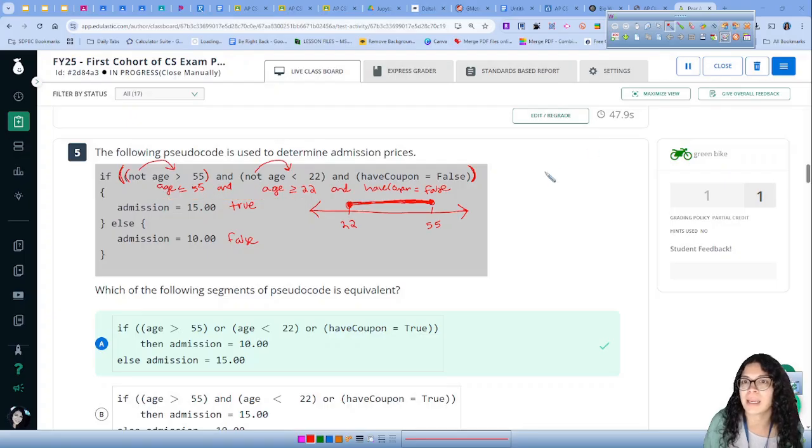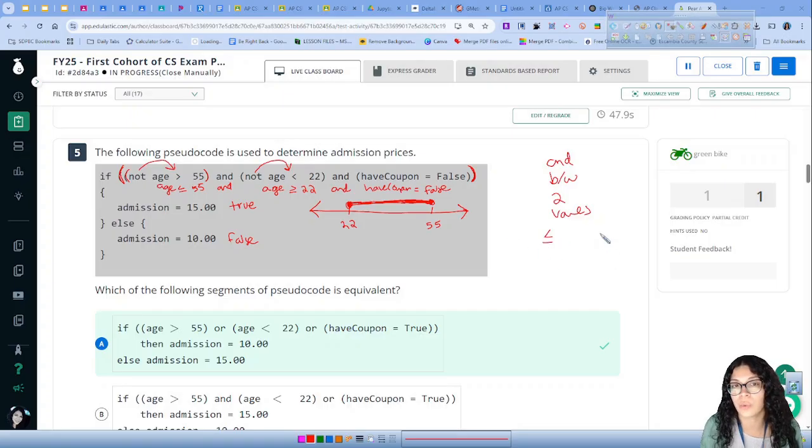If you remember that, and is used for in between two values, where you're smaller than or equal to the one number and larger than or equal to the smaller number. So that's always the in between two values. In this case, we're looking for if your age is in between 22 and 55, including 22 and 55, and you don't have a coupon, then you will pay full admission, which makes sense. Your price is going to be higher if you don't have a coupon and you're regular age, between 22 and 55 years old.